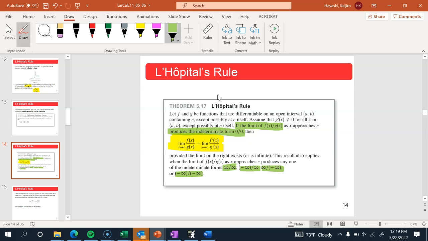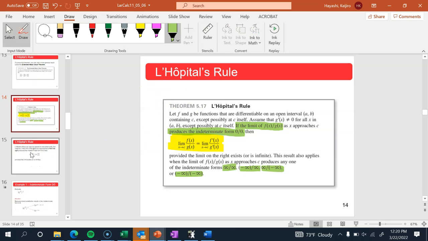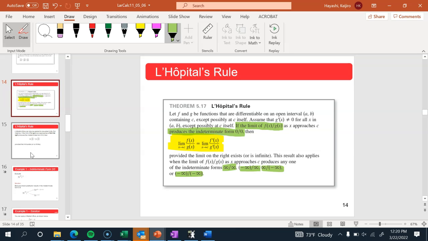And while knowing this may have made certain limits in Calculus 1 a lot easier, you can probably see why you didn't learn this in Calc 1. So, if you directly substitute and you get one of those indeterminate forms with a 0 over 0 or infinity over infinity, you can use L'Hopital's rule to find the limit instead. Okay.